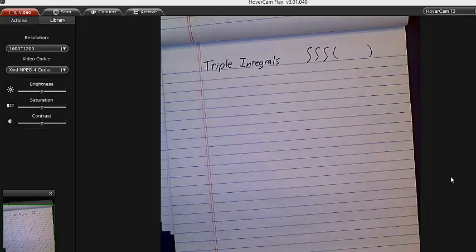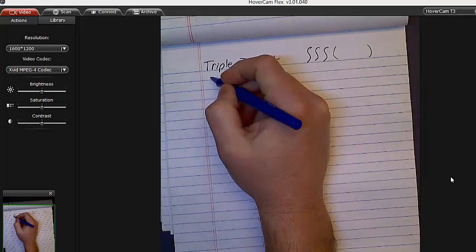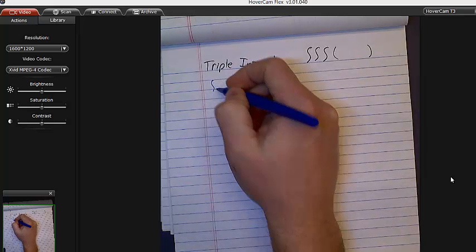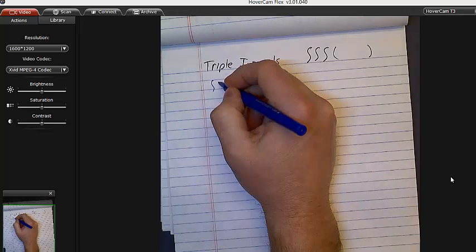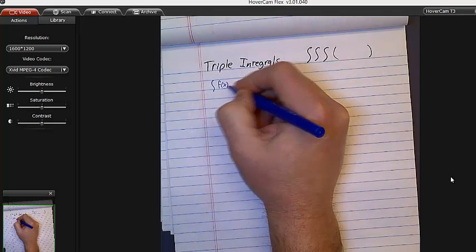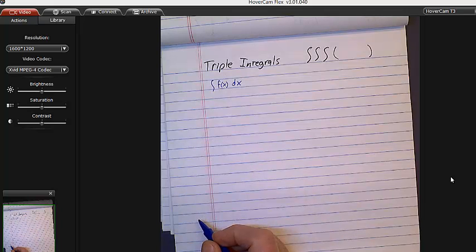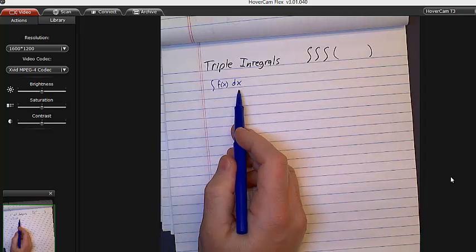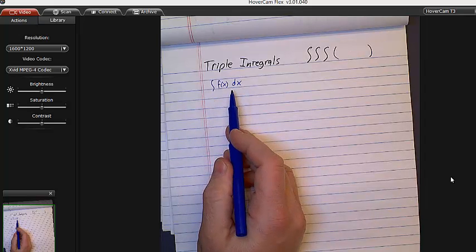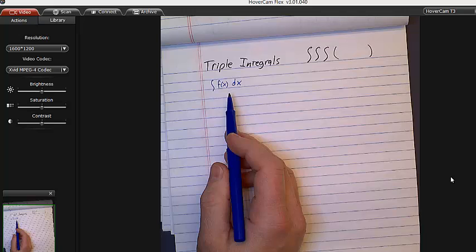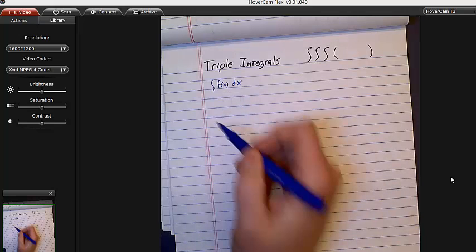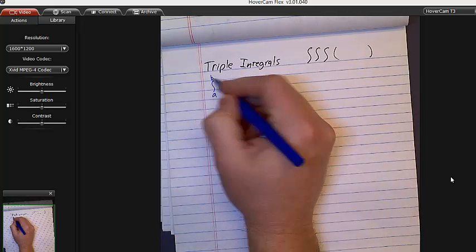But I want to go through what we've done so far. In Calc 1 and Calc 2, we used to write integral f of x dx, right? And what else did we write? This is called an indefinite integral. If I want to make it a definite integral, what else do I need notation-wise? The limits from a to b, right? Okay.